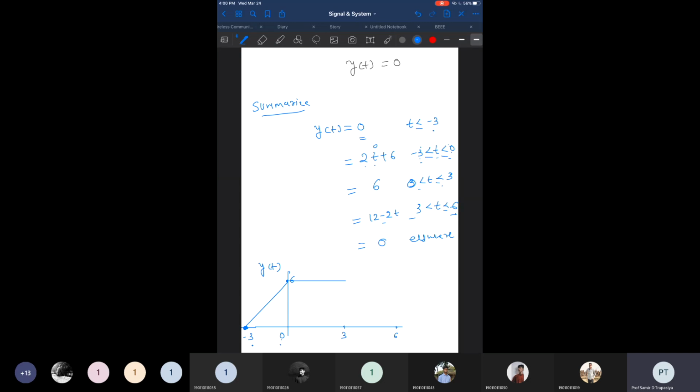For that, we put t equal to 3 and t equal to 6 alternately in the equation 12 minus 2t. First t equal to 3: 3 into 2 is 6, 12 minus 6 is 6, which is already this point. The next point is when we put 6: 6 into 2 is 12, 12 minus 12 is 0, right? That is the line connecting these two dots, and this is the trapezoid waveform of y of t. It is a similar example to what we covered last time.